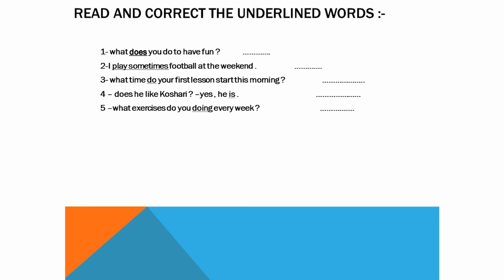Read and correct the underlined words. Let's check our understanding, my students. What does you do to have fun? Does here is false, so we replace it with do. I play sometimes football at the weekend. We always use adverbs of frequency before the verb and after the verb to be. So play sometimes is false. The true is sometimes play.